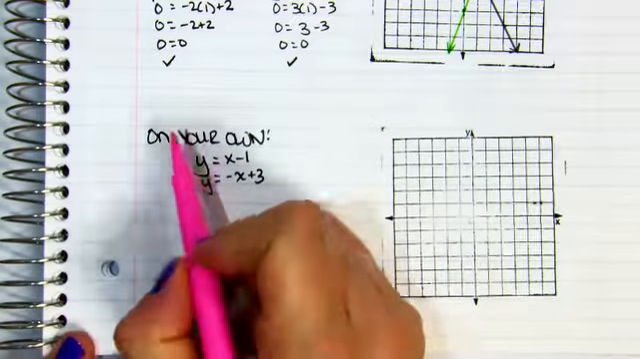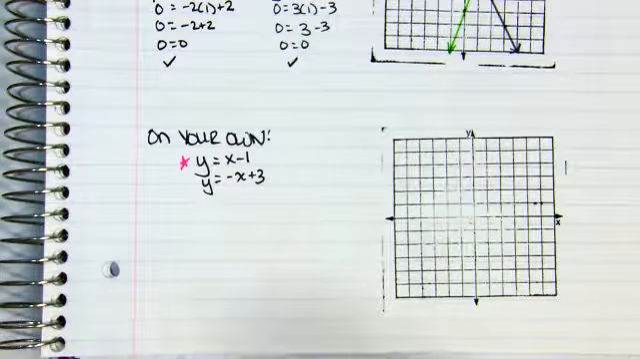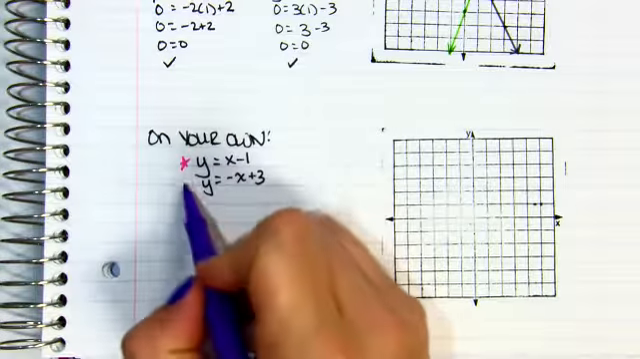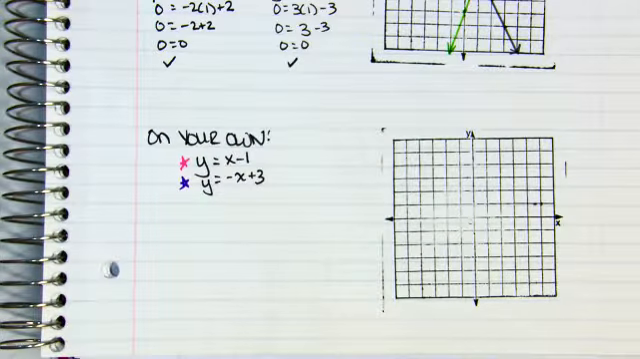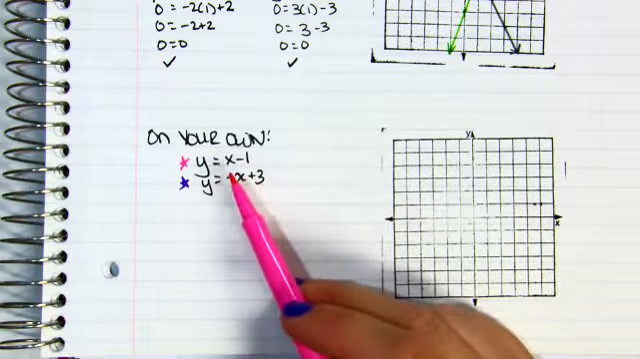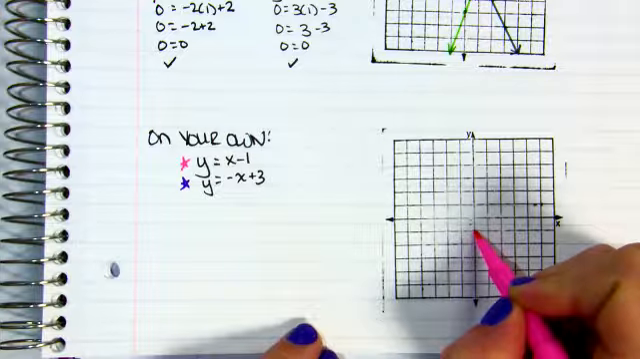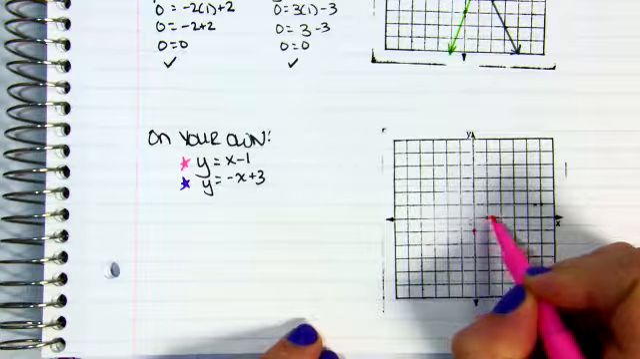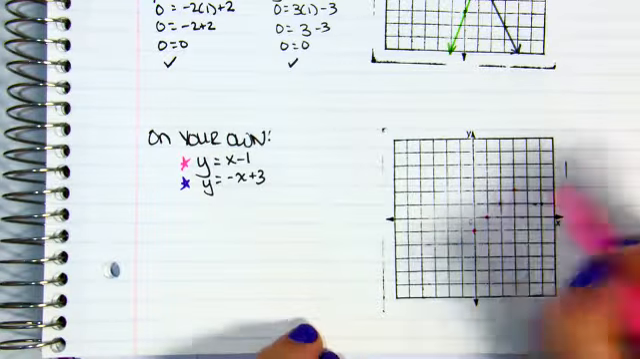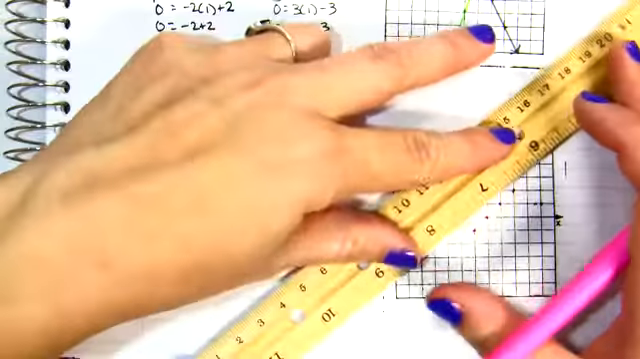Okay, so here I go. Let's graph the first one pink, second one purple. You do not have to make them different colors. I just like to, so I can keep track of what I'm doing. Let's graph y equals x minus 1. So I start at negative 1. And I have an up 1 over 1, so positive 1 slope. Graph that line.